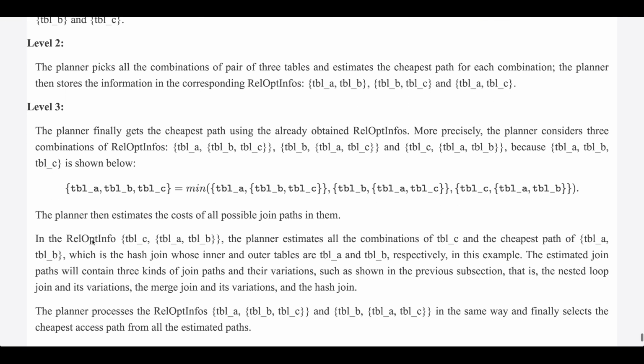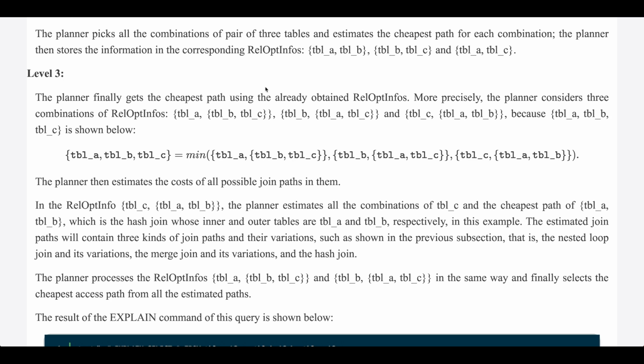Level 3. The planner finally gets the cheapest path using the already obtained RelOptInfos. More precisely, the planner considers 3 combinations of RelOptInfos: table A to table B, table C; table B to table A, table C; and table C to table A, table B, because table A, table B, table C is shown below. The min of these.